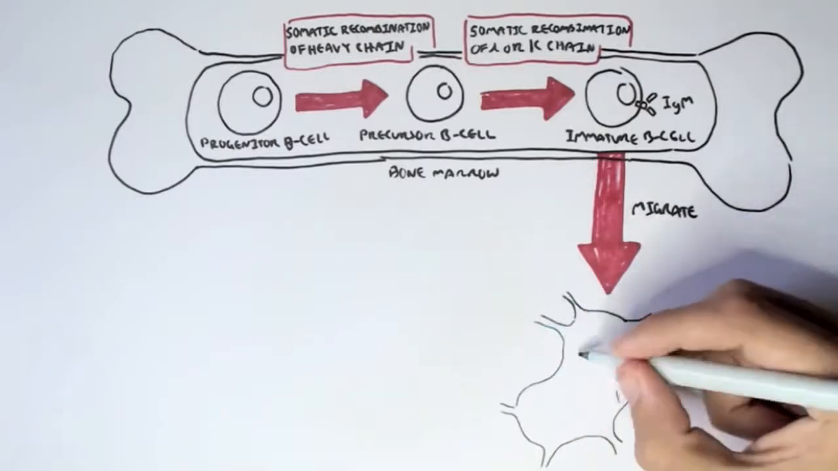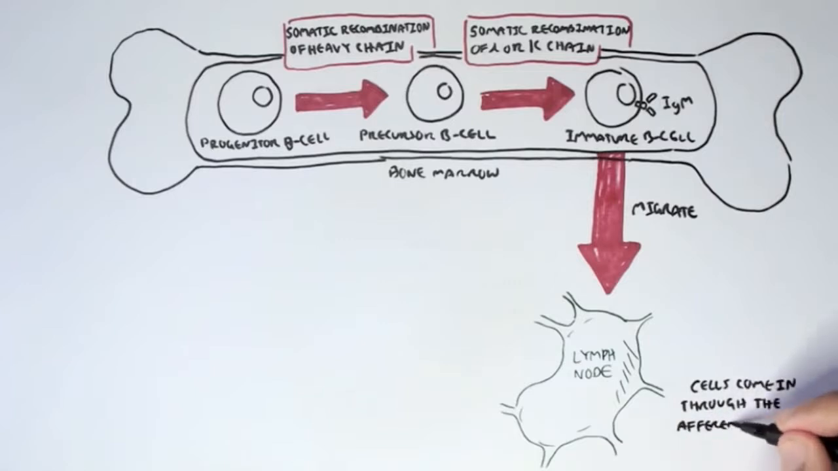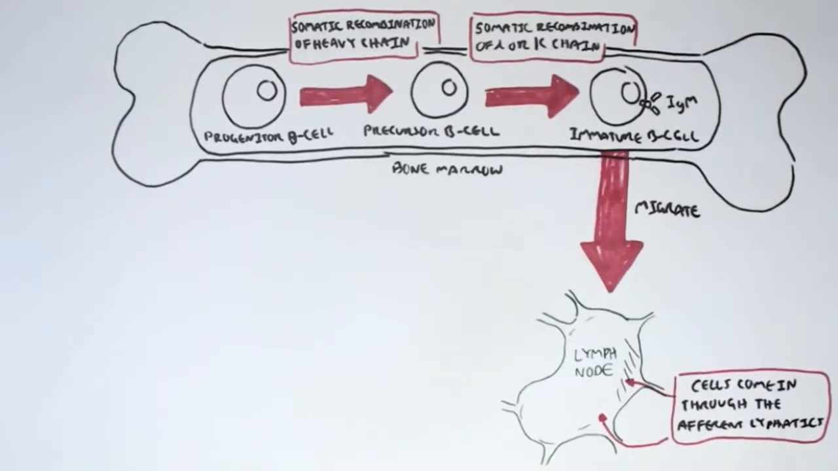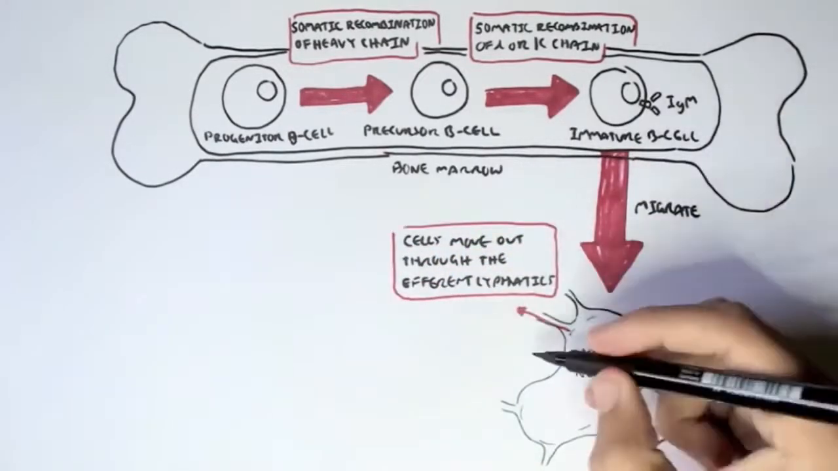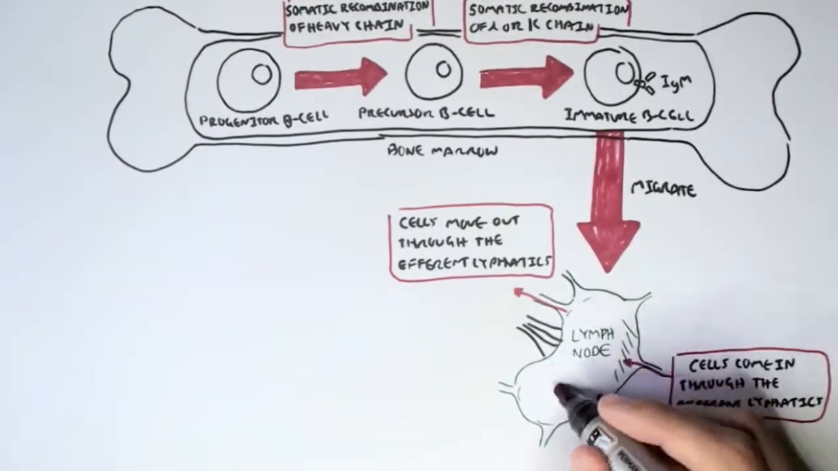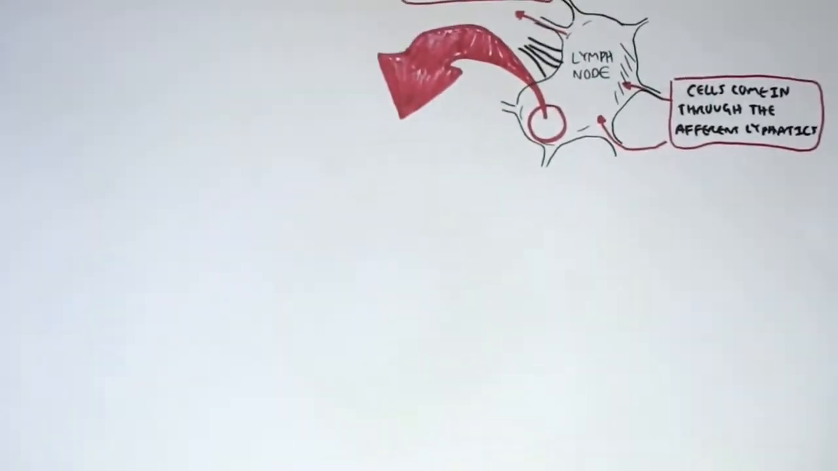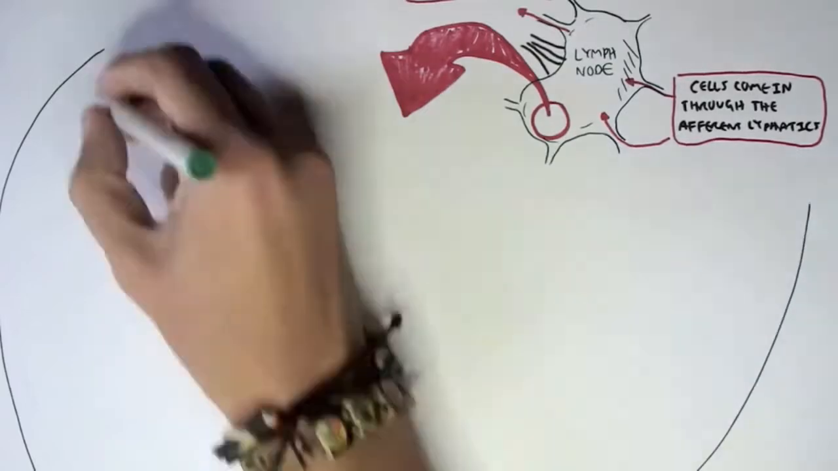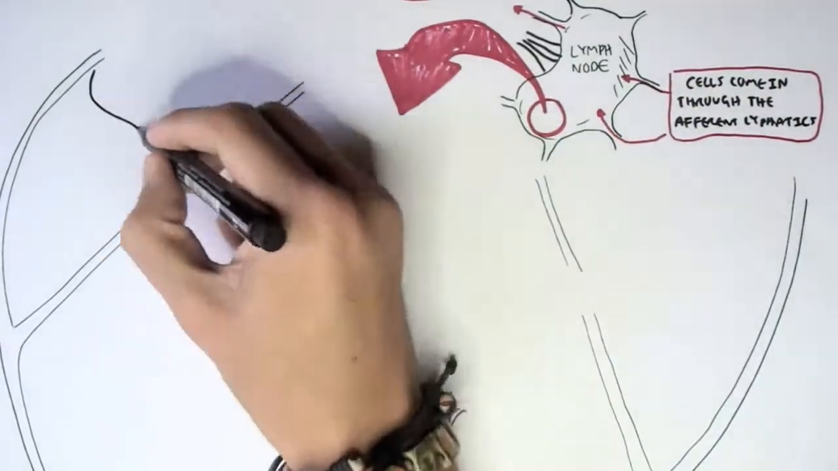After an immature B cell has been formed, the immature B cell will then migrate to the lymph nodes, where it will come in through the afferent lymphatics into the lymph node. And cells that go out of the lymph node will obviously leave through the efferent lymphatics. And the black structures coming into the lymph nodes are the veins and arteries. Now let's take a cross-section of the lymph node and see where the immature B cell is and how it becomes activated within the lymph node and what it does to undergo hypermutation and also class switching.